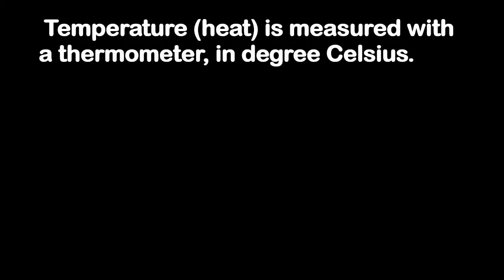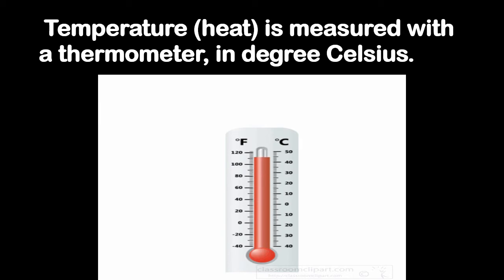So here is the first instrument, thermometer. Temperature or heat is measured with a thermometer in degree Celsius. Most thermometers are closed glass tubes containing liquids such as mercury. When air around the tube heats the liquid, it expands, as you can see in this picture. The liquid expands and moves up the tube. A scale then shows what the actual temperature is. A thermometer measures the air temperature.